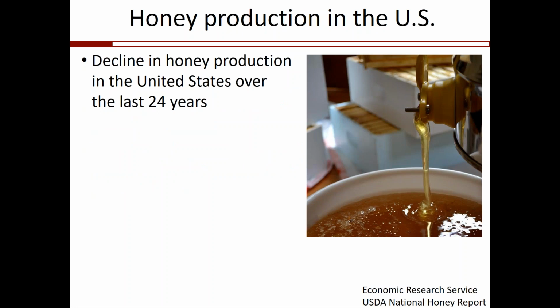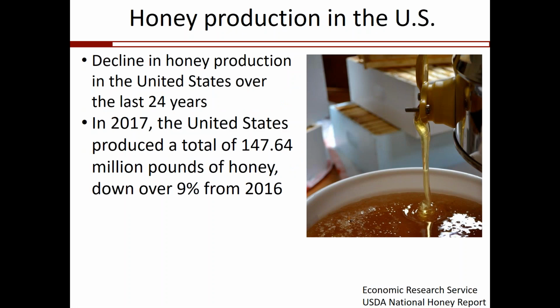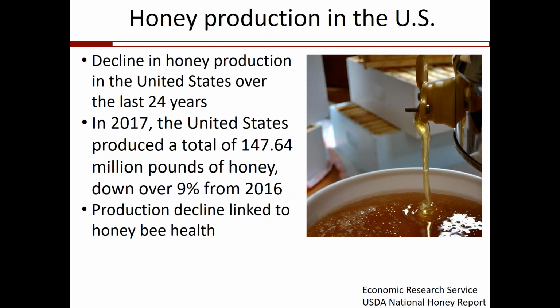To make matters worse, with their rising demand for honey, there's also a decline in honey production in the US over the last 24 years. You've heard since like 2006, 2007 that bees have been in decline. So our bee populations haven't been rising steadily over the past dozen years or so. In 2017, the US produced about 147 million pounds of honey, which is actually 9% less than the year prior to that. And a lot of the decline can be attributed to declining honeybee health.